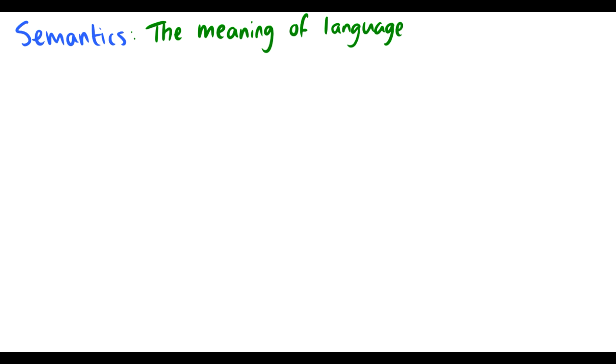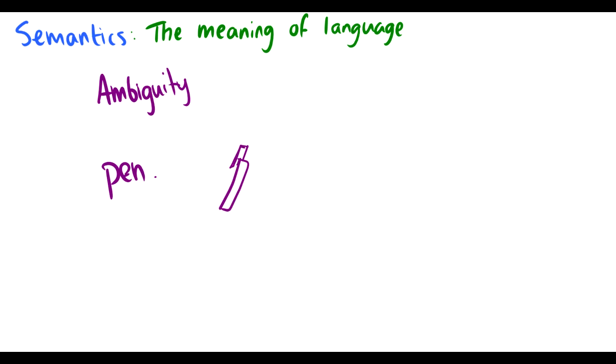We won't be looking at mathematical semantics, but we'll be looking at things such as ambiguity. So, for instance, if I say, I bought a pen, what is the first thing that comes to mind when you think of the sentence, I bought a pen? It's probably something that looks like this. That's probably what it was.